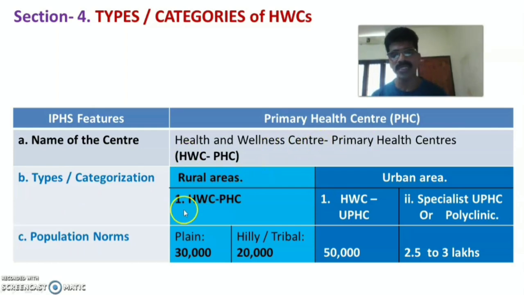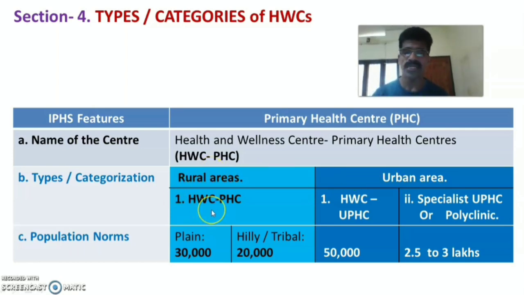In rural area, it is called health and wellness center, primary health center. In urban area, there are two primary health centers. One is health and wellness center, urban primary health center. The second is specialist urban primary health center or polyclinic. It is a group of multiple clinics that is called specialist urban primary health center or polyclinic. So the primary health center is classified according to the area, that is rural area and urban area.